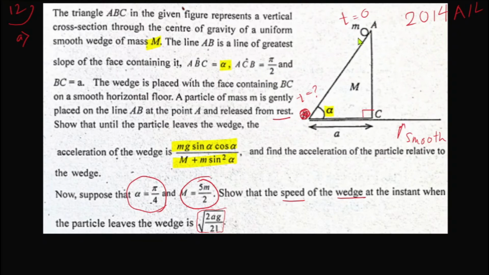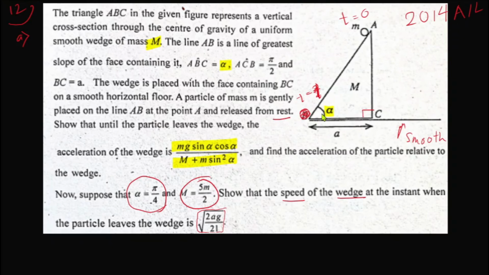At that time, when the particle reached the bottom, let us assume the time taken is simply t. We need to find, after time t, what is the velocity of the wedge? So first of all, let us find this time.